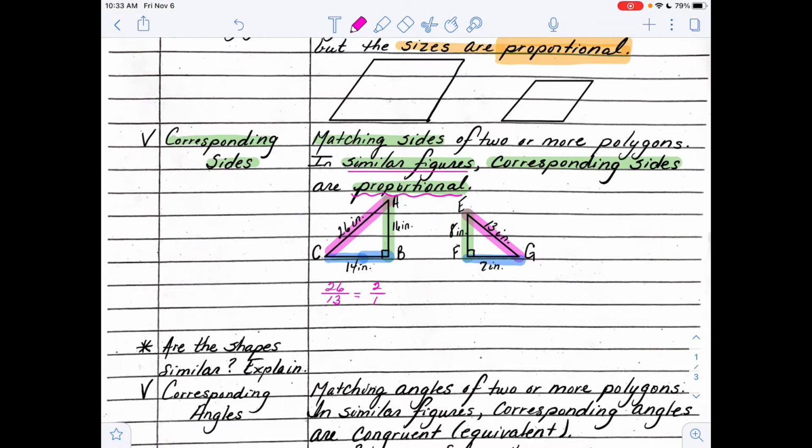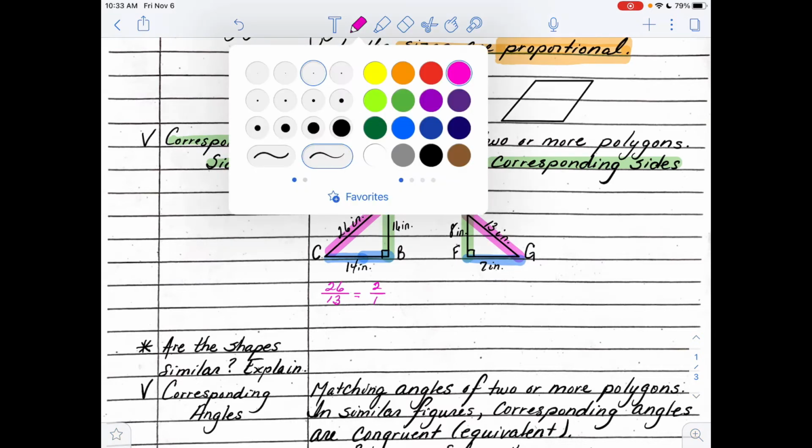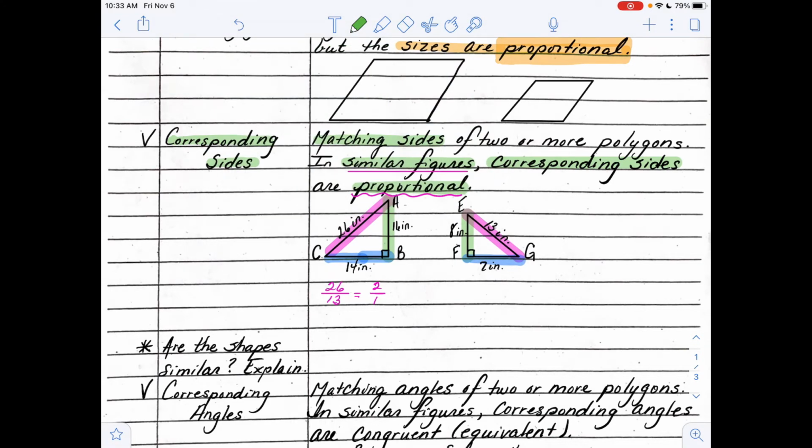Okay, well, that's just one side. What about the other ones? Because all corresponding sides should be proportional. So let's take the green side now. Let's see what kind of a proportion I get. AB would be 16, and it's laying directly on top of EF, which is 8. If I reduce that, that also gives me 2 over 1. So far, this is giving me that same ratio.